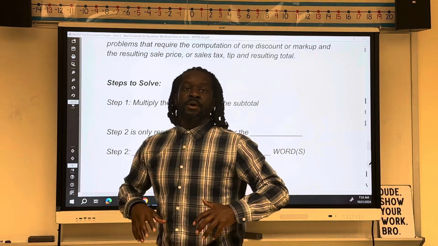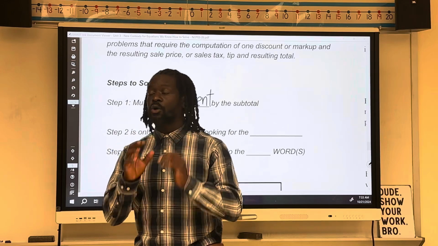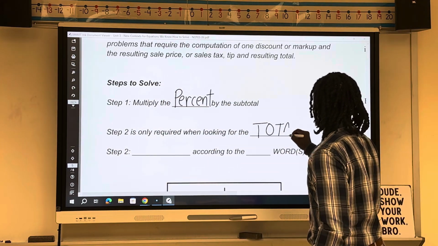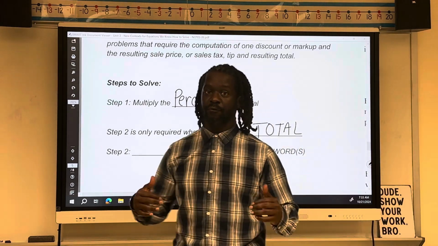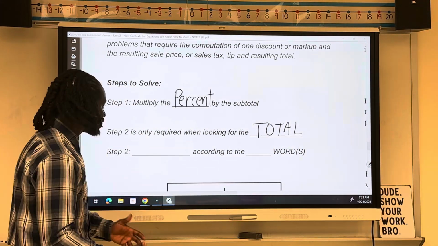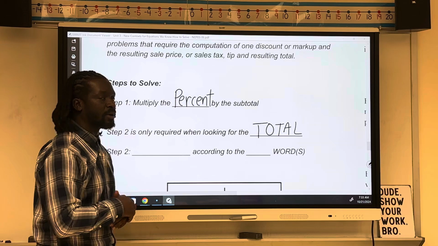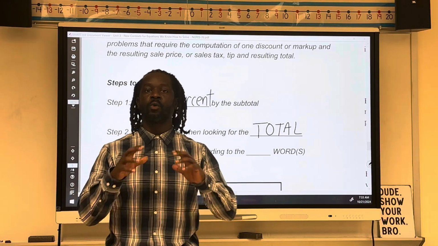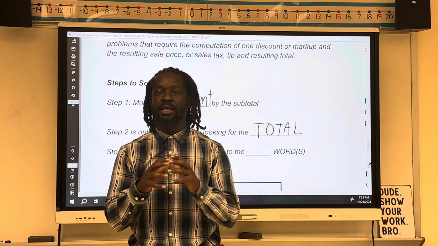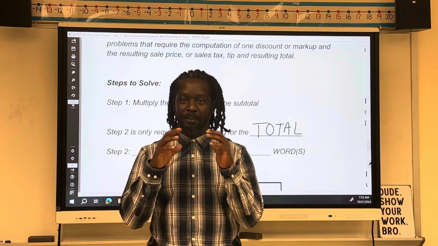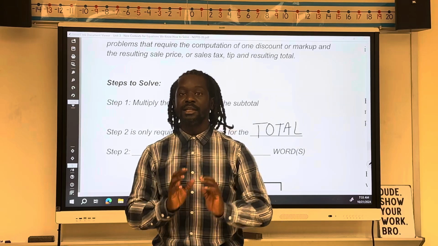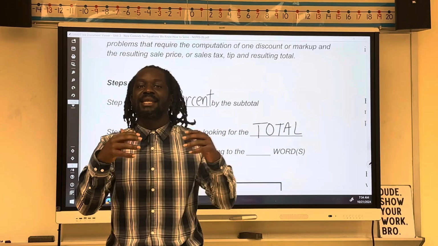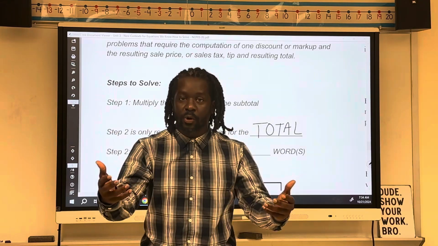And then step 2 is only required when you are looking for the actual total. So if it asks for just the sales tax or just the tip or just the discount amount, then you would stop at step 1. But you go on to step 2 when the problem is asking for the total. The most important thing is making sure that you read and pay attention closely to the key words that indicate what you need to do and what the question is asking.